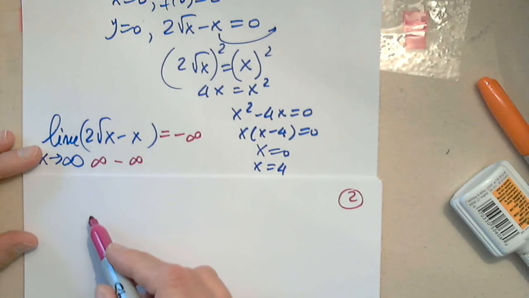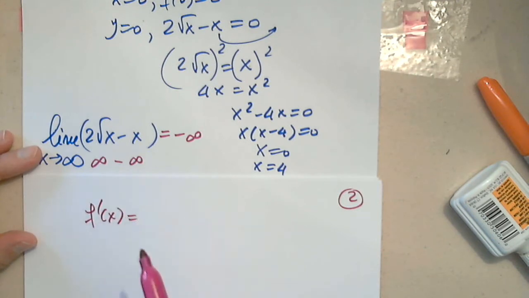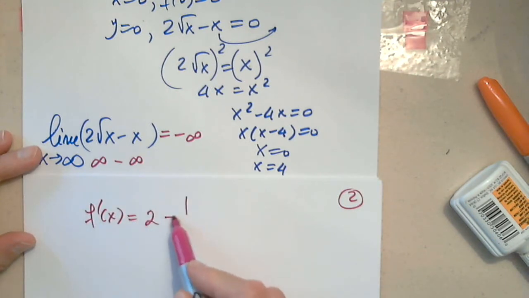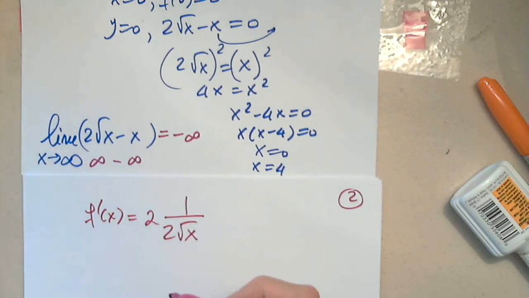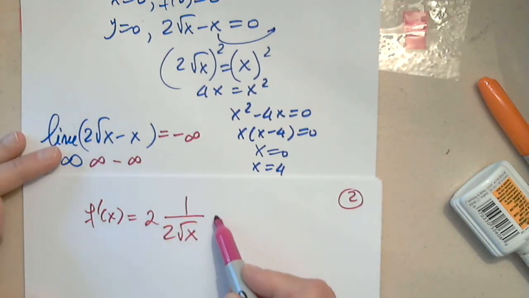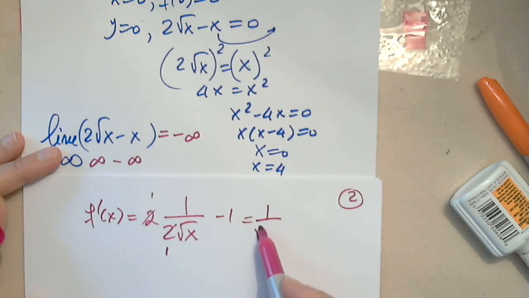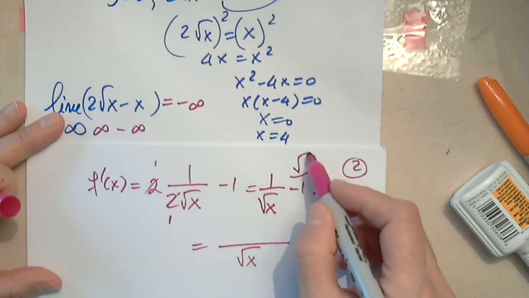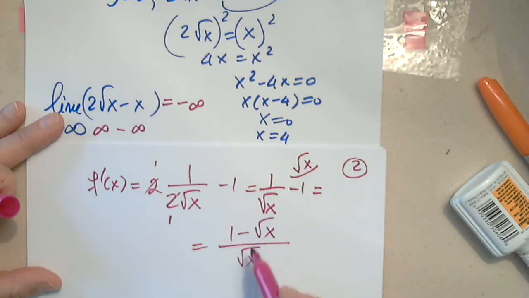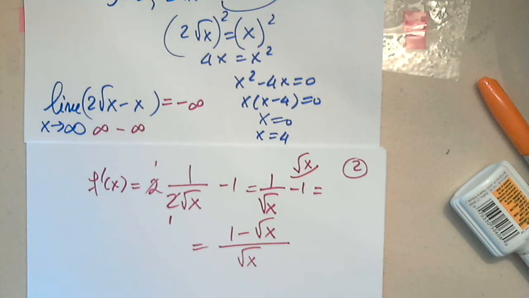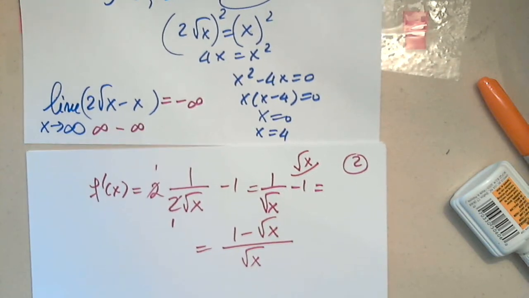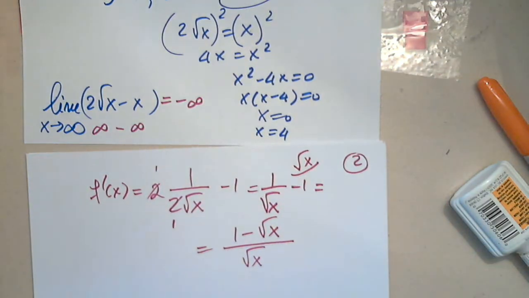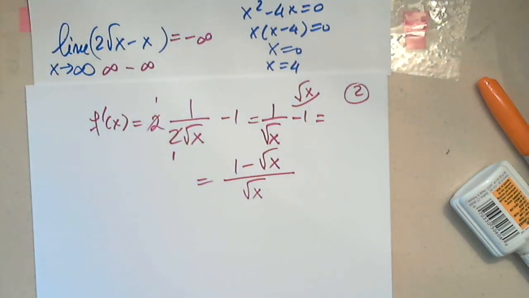Okay, so now I can go ahead and find f prime. So this is 2 times 1 over 2 the square root of x times the inner function prime, which is 1, and minus 1. I will simplify these. I will have 1 over the square root of x and minus 1. And the least common denominator is the square root of x, and this needs to be multiplied by the square root of x, so 1 minus the square root of x over the square root of x. I'm in search of critical numbers next. And I know that critical numbers come from two sources.